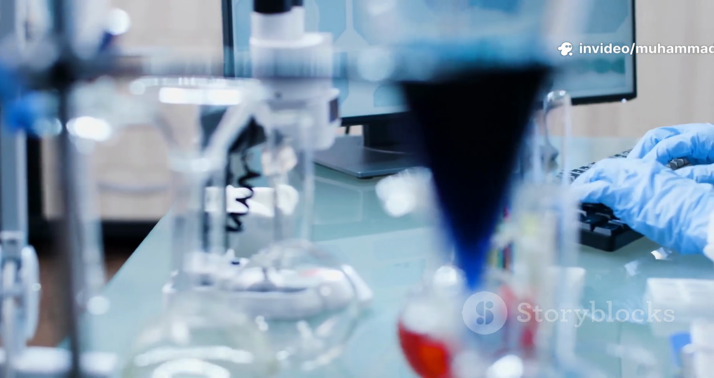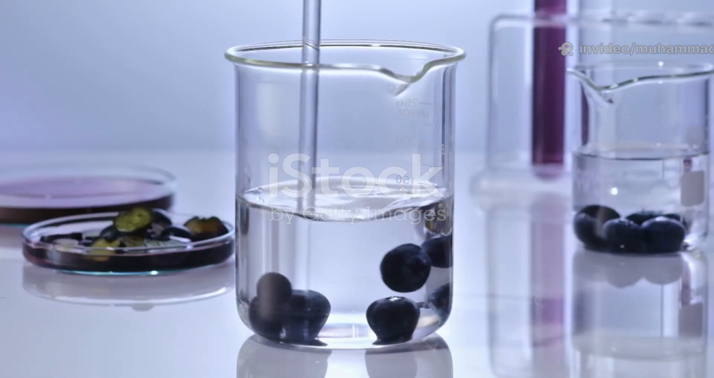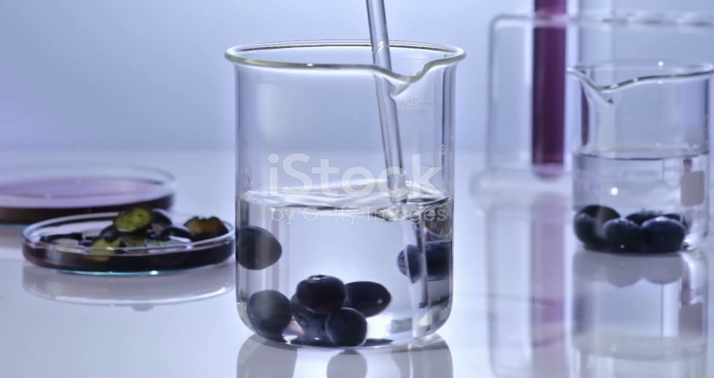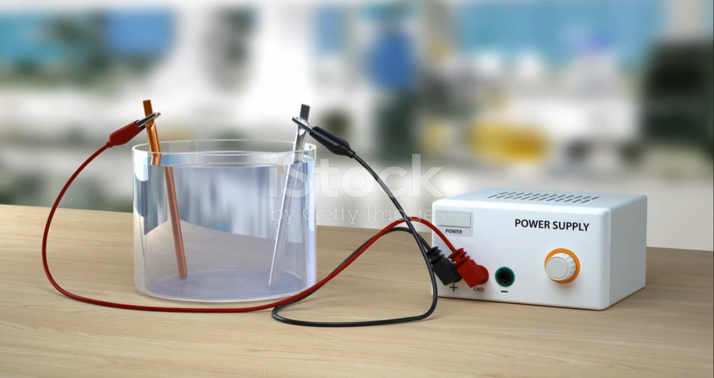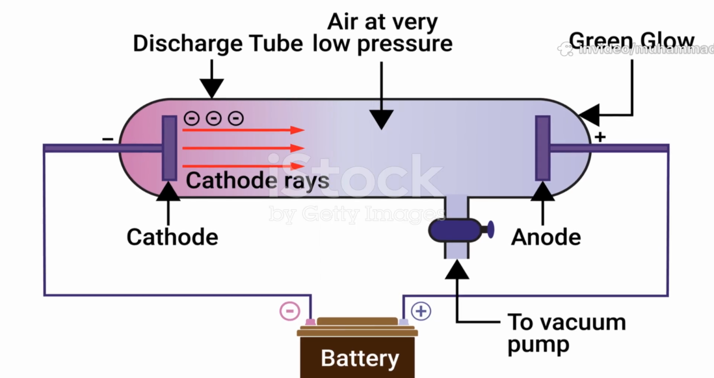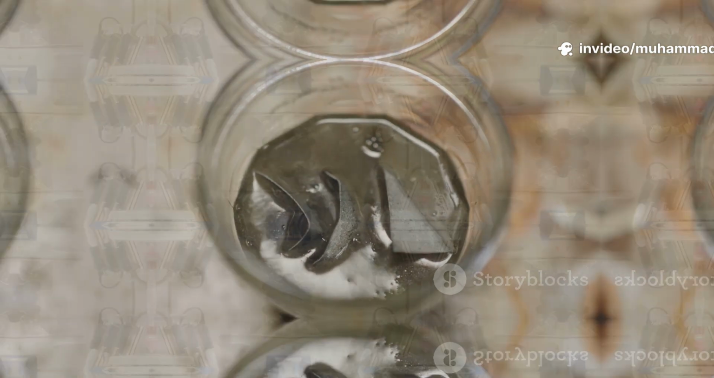Electrodes are conductors that allow electricity to enter or leave the electrolyte. Often, inert electrodes like graphite are used because they do not react with the solution. There are two electrodes: the anode, which is the positive electrode, and the cathode, which is the negative electrode. Each electrode attracts different ions.